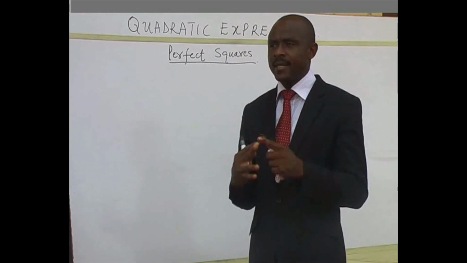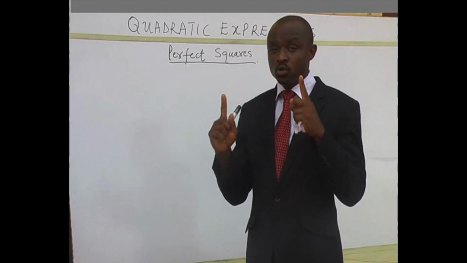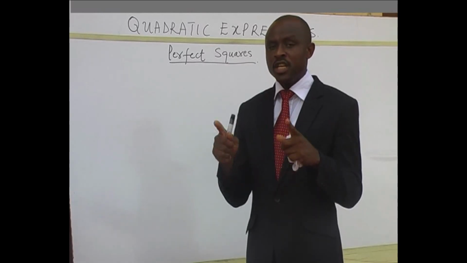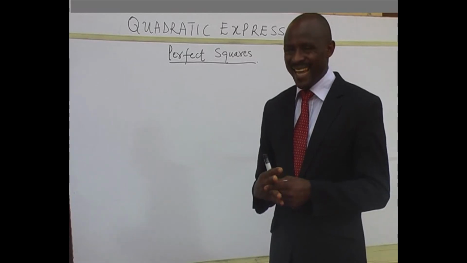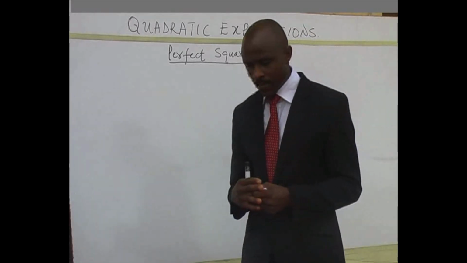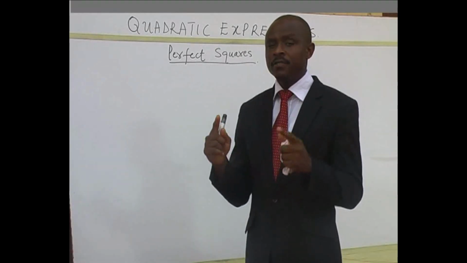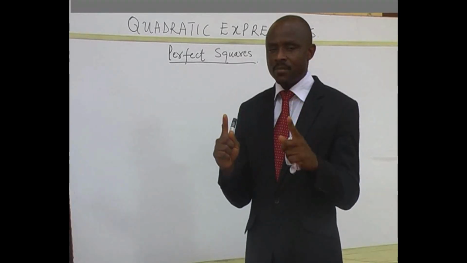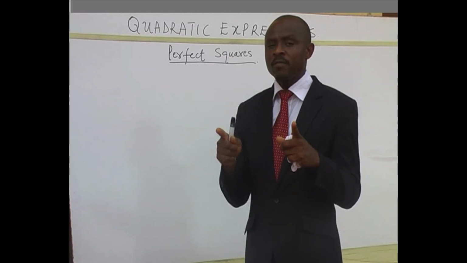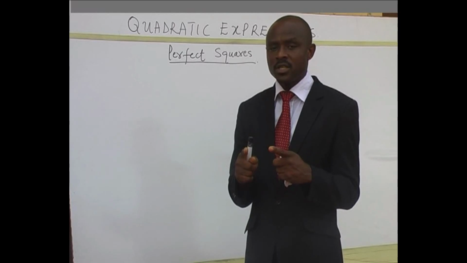I want to tell you that the square of the sum of two terms is always equal to the sum of the squares of those numbers plus 2 times the product of the two numbers.